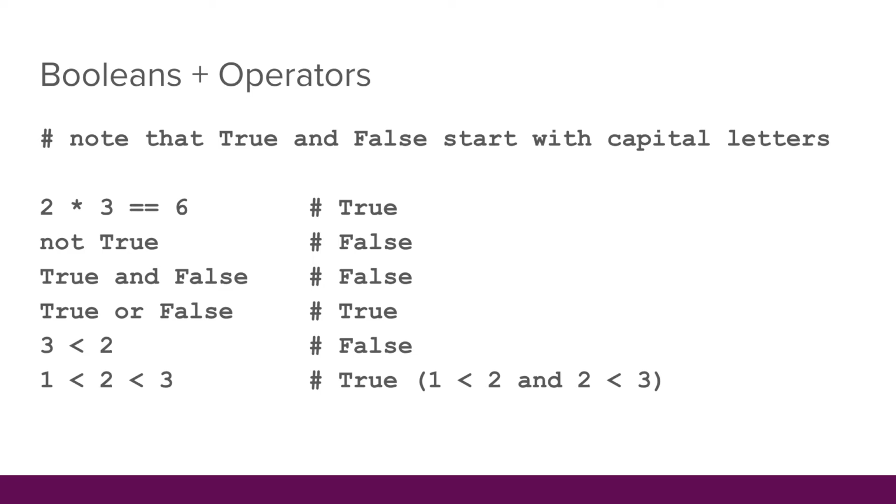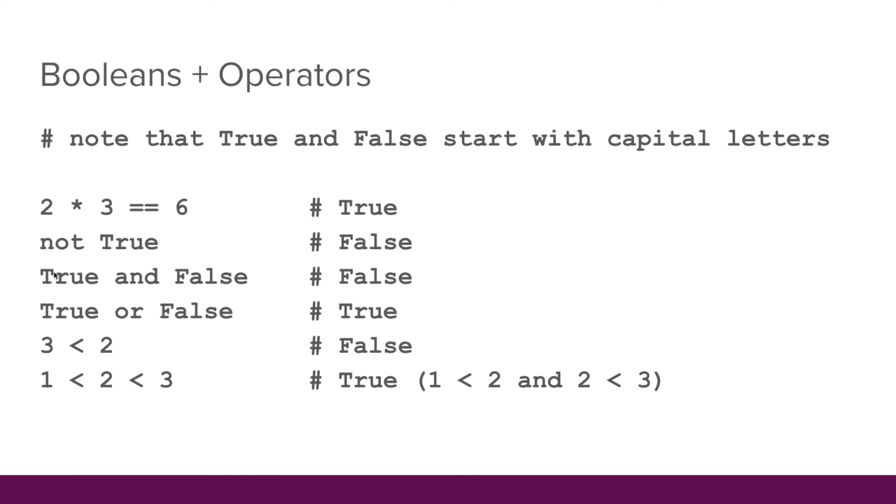If I say 2 times 3 equals 6, that evaluates to true. If we say not true, that's false. And then true and false is going to evaluate to false. And there's Boolean short-circuiting inside of Python. So in this case of true or false, it basically says, okay, if I'm looking at this or right here, and the thing that's before it is true, then I'm not even going to look at what's here. I'm just going to automatically evaluate it to true.